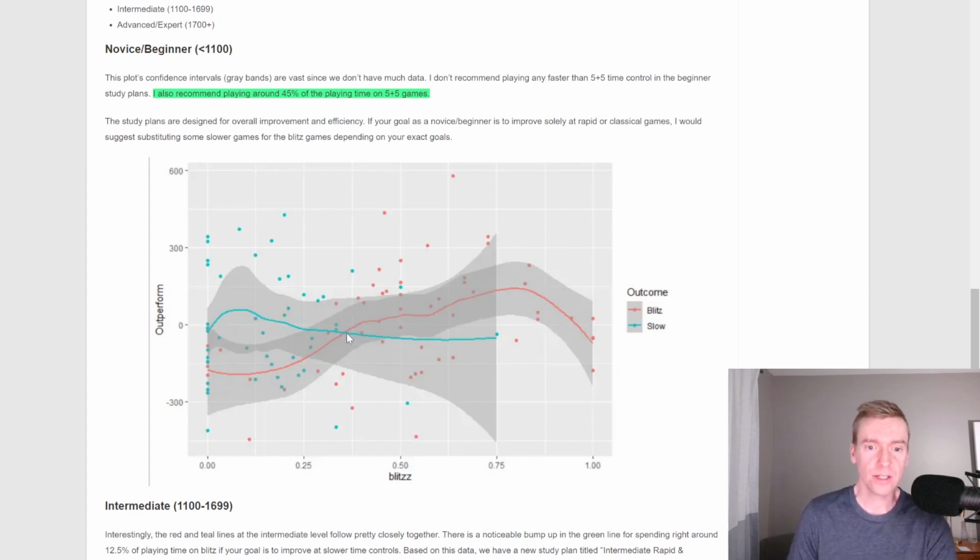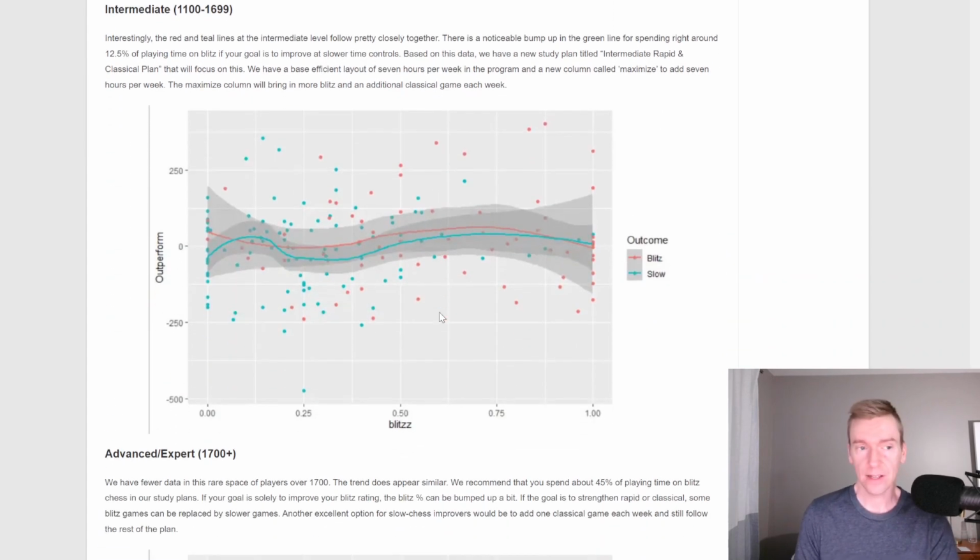But if you look at this chart, it does matter what your goals are. If your goals are to just improve on over the board classical chess, I would say bring that blitz percentage down here, get down to the 10% range. If your goal is to improve on blitz, maybe you bump up that 45% and get into that 50, 60% range, maybe even 70%. The data does get pretty sparse up here, so I think we should put a little less weight into this line, take that line with a grain of salt, but definitely somewhere around 50%, maybe up to 60% for blitz, I think would be good for beginners if your goal is to improve on blitz.